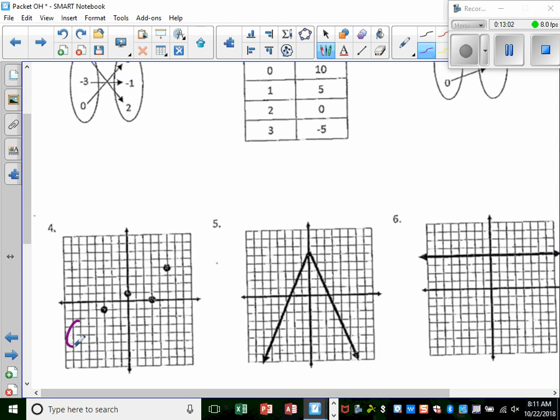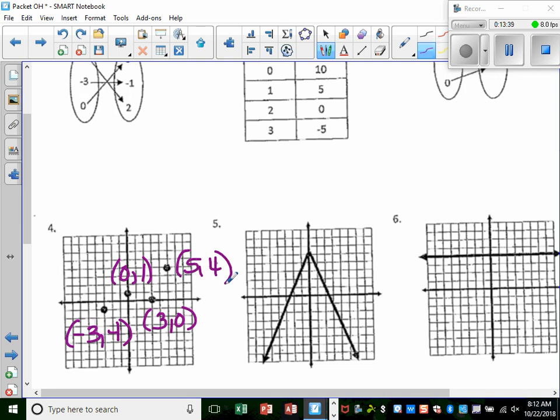So this would be at -3, -1, 0, 1. This would be 3, 0, 4, 5, and 5, 4. So for individual dots on a graph, you have to read the coordinates yourself and then put the domains in order and the ranges in order. So those you already know how to do, 1, 2, 3, and 4.